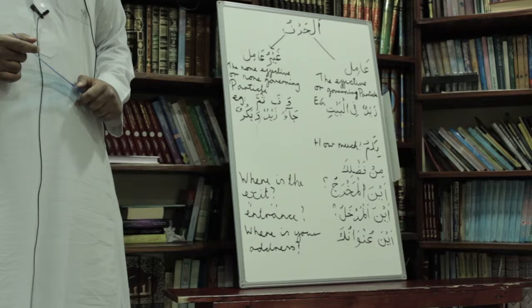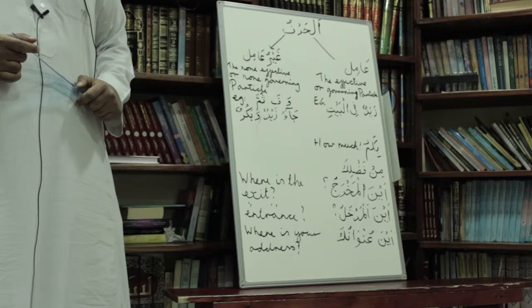So we need to know when to put a Kasra, or when to put a Dhamma, or when to put a Fatha. This is what this lesson is teaching us, that fi belongs to this category of harf, the governing particles, which are effective, which make changes to the words that come after them. Now, different harf have different effects. This one makes the word after it into a genitive case. It makes it into a Kasra. So this fi has made this bayti into Kasra.